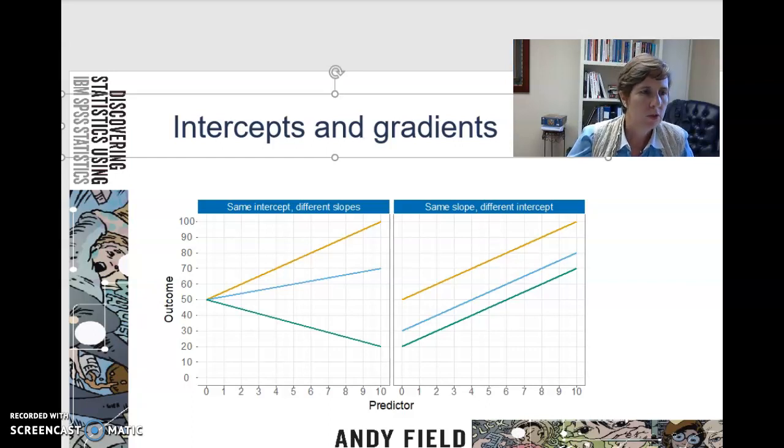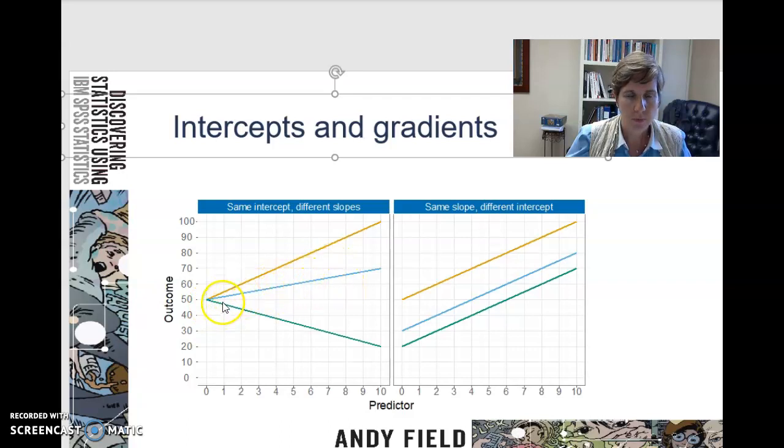Okay, so when you look at linear regression, this graph is on page 278, it's figure 9.2. This is really explaining your prediction equation. Your intercept here for each of these lines, they each have the same intercept, okay? However, they each have a different gradient.